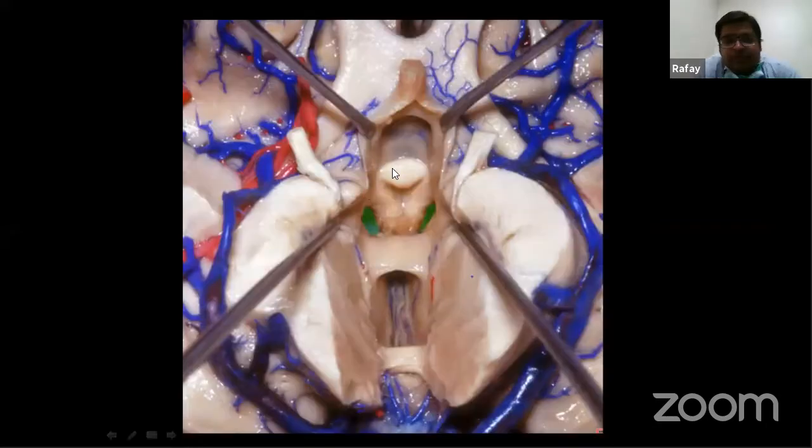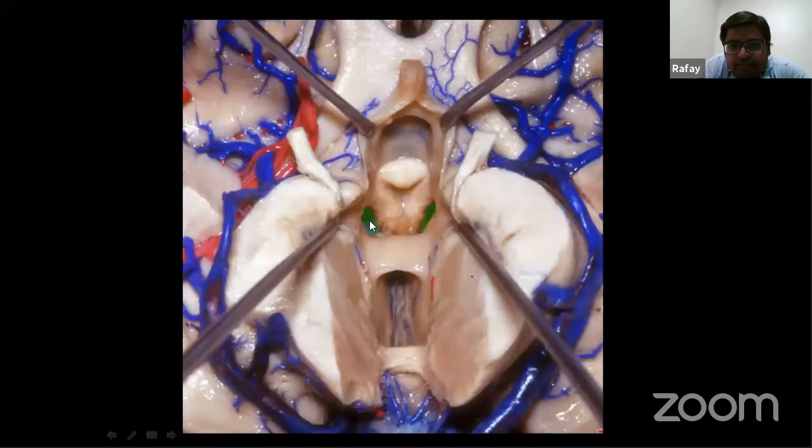Sir, this is the inferior view of the cavity of the third ventricle, but the floor has been completely removed and the midbrain has been removed. So we can view the cavity from below, and anteriorly we have the pituitary stalk and the infundibulum. This is the lamina terminalis, the anterior wall of the third ventricle. Posterior to it, we have the anterior commissure and the column of the fornix.